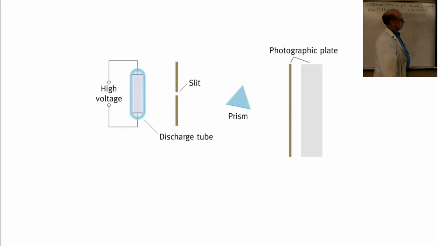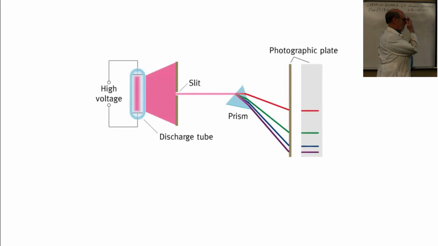The discharge tube is filled with hydrogen gas. When a high-voltage electrical discharge energizes the gaseous atoms, light is emitted only at specific wavelengths. The emission spectra obtained are called line spectra, due to the appearance of bright lines.